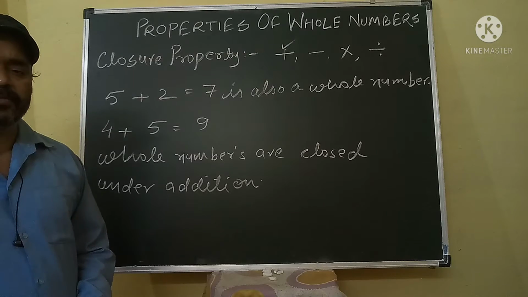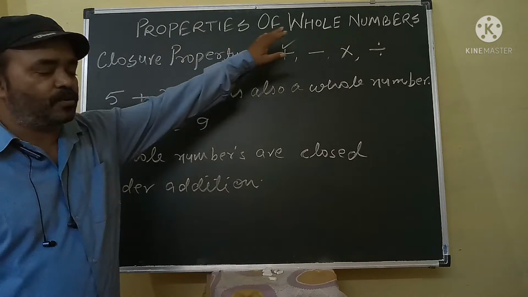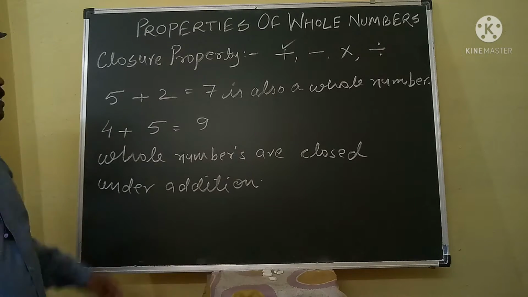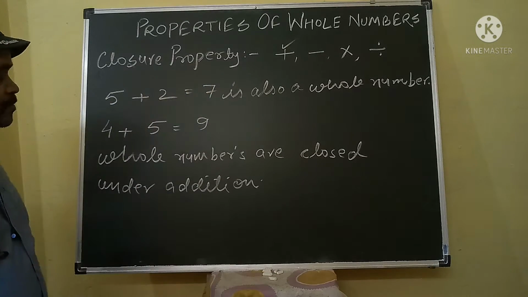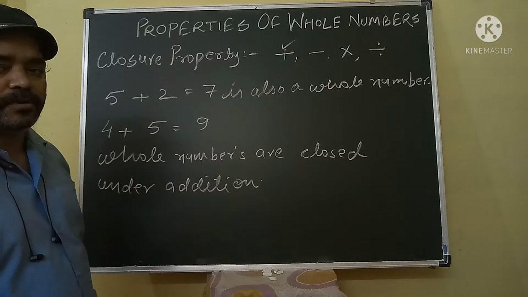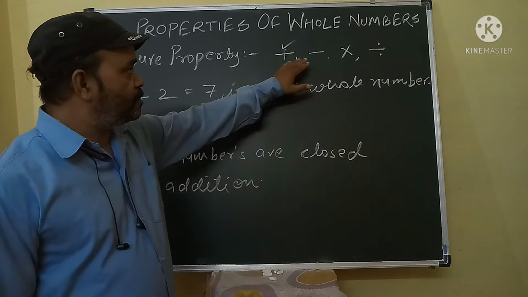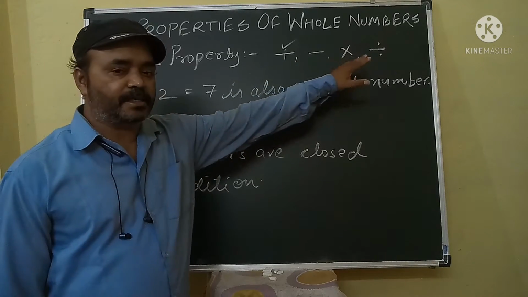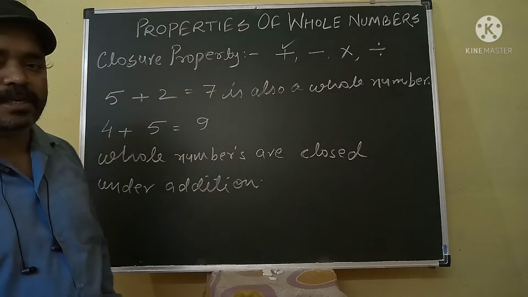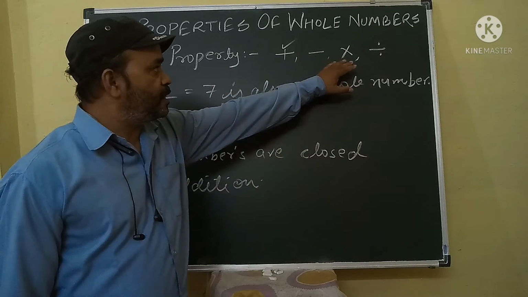Now today we will discuss one new topic, that is properties of whole numbers. In this section, first we will discuss the closure property. And you know very well, in mathematics we use only four types of mathematical operators: plus, minus, multiplication and division.